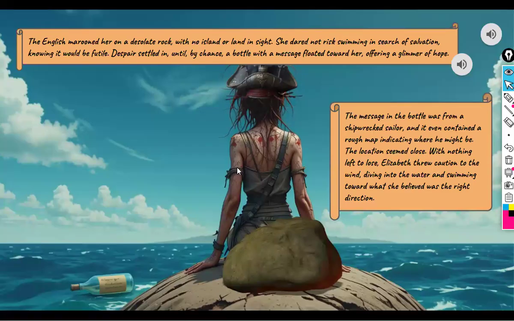The message in the bottle was from another shipwrecked sailor, and it even contained a rough map indicating where he might be. The location seemed close. With nothing to lose, Elizabeth threw caution to the wind, diving into the water and swimming towards what she believed was the right direction. She's going to swim and see if she can find that shipwrecked sailor.